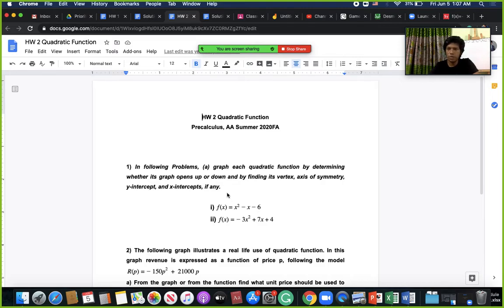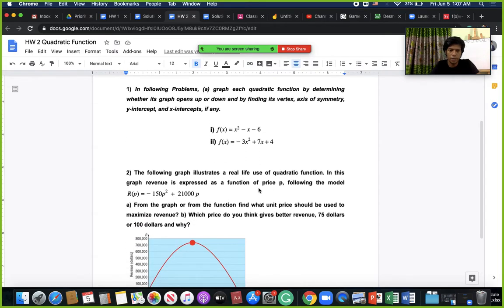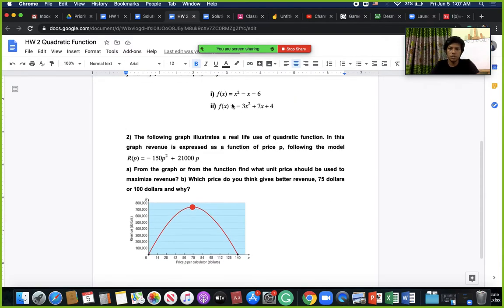Hello everyone. So this is our homework 2 from the quadratic function. As you can see, this is the homework that you've been given, and the question is to draw the functions of these two graphs by finding the vertex, axis of symmetry, open up or open down, etc., and x-intercept and y-intercept, if any. So this is the thing that we have to find out.